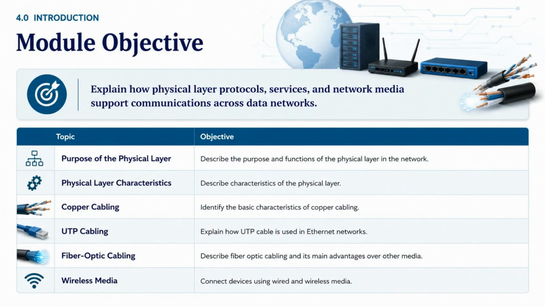Objective: explain how physical layer protocols, services, and media support network communication. Preview the topic table on screen. Purpose of the physical layer, its characteristics, copper cabling, UTP specifically, fiber optic cabling, and wireless media. This module sets up cabling knowledge they'll use in every lab going forward.